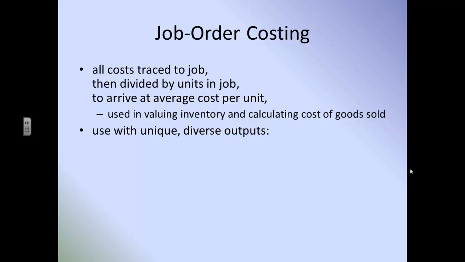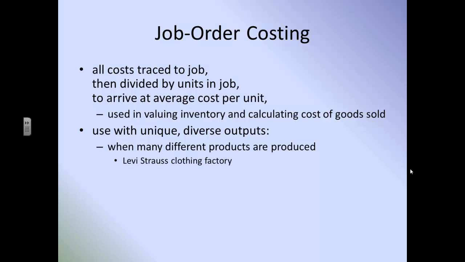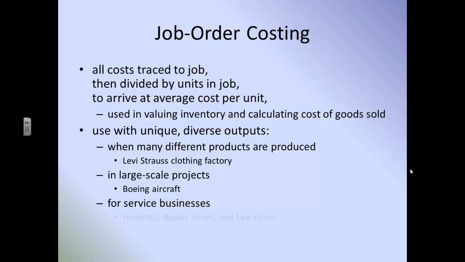Now, who's going to use job order costing? We're going to use this when we have unique, diverse outputs. In other words, when many different products are produced, like at the Levi Strauss clothing factory. You're also going to use job order costing in large-scale projects, like Boeing aircraft. Each aircraft is going to be unique from one another. A lot of service businesses will also use job order costing: hospitals, repair shops, and law firms. Hospitals are going to track costs to particular patients, repair shops to particular customers, and law firms to particular clients.